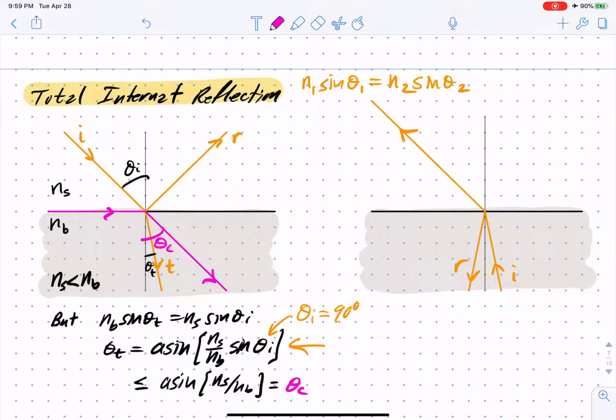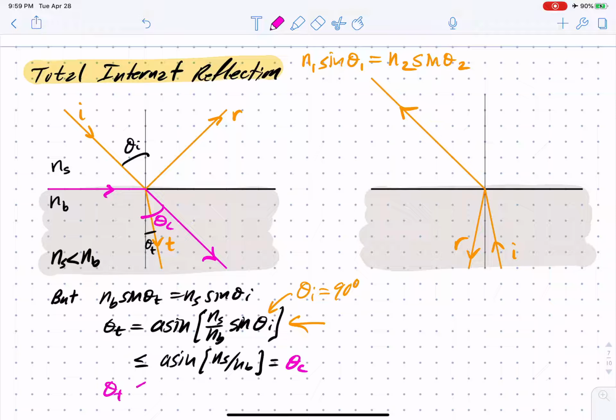Now, the important thing is, no matter what the incoming incident angle is, the transmitted angle is always less than that critical angle. We just proved it. So in other words, no matter what the incident angle is, you never get angles of light over in this region here. So that leaves us with a question. Now let's draw that critical angle on here also.